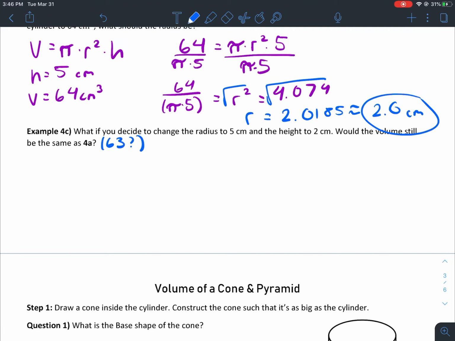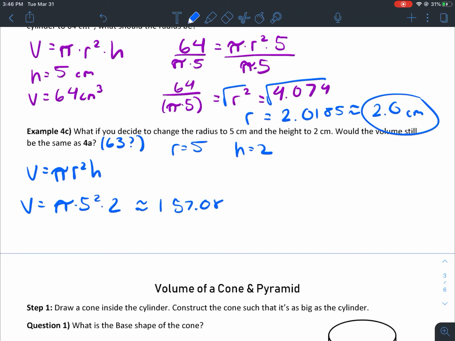So now I'll go ahead and solve the problem. They gave us that the radius is 5 and that the height is 2. So again, we're going to plug this into our volume of a cylinder formula, which is volume equals pi radius squared times the height. We've got pi times, in this case, our radius squared is going to be 5 squared times 2. And when I plug that in, I got that it was equal to about 157.08, which does not equal 63. So your answer to that would be no.